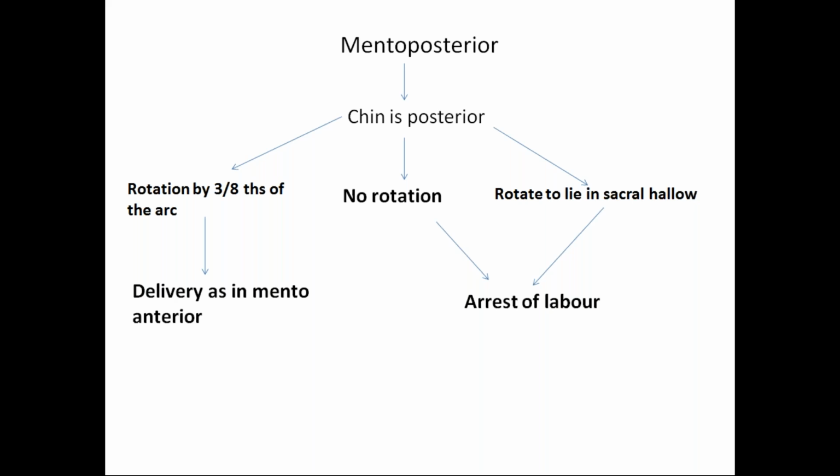malpositions, right? Deep transverse arrest, persistent occipito posterior where delivery is not possible as face to pubis, persistent mento posterior, right? Where there is no normal mechanism, brow presentation where there is no normal mechanism, shoulder presentation, no normal mechanism. So these are all the malpresentations and malpositions.